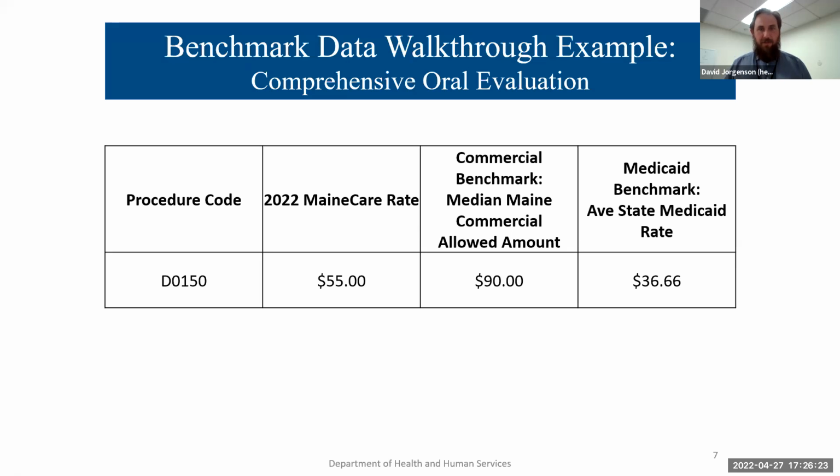So just to walk you through an example, a fairly straightforward example of how this worked. For comprehensive oral evaluations, we looked at D0150. Our current rate prior to any adjustments is $55 exactly. The commercial median allowed amount was $90, and the average state Medicaid rate was $36.66.